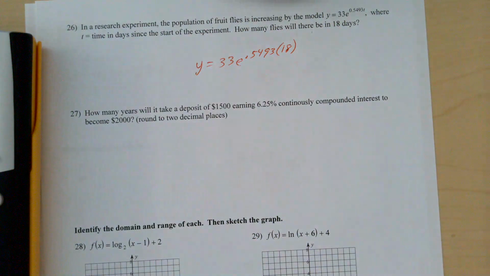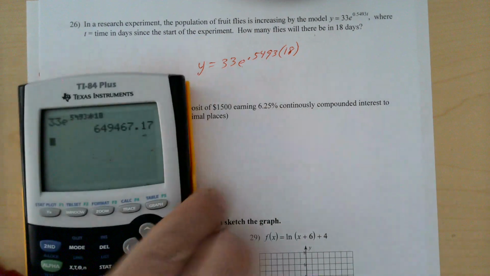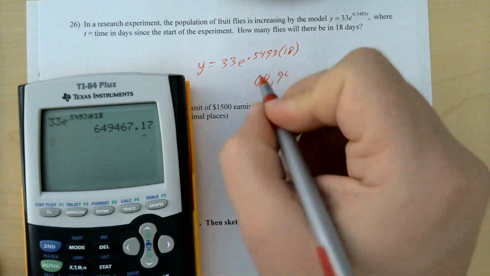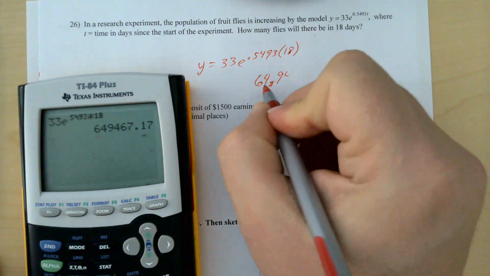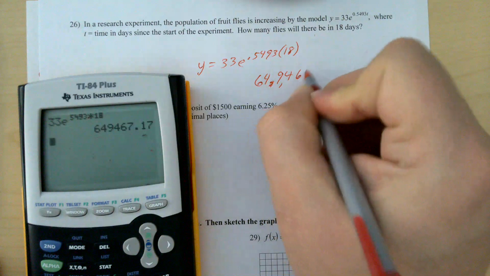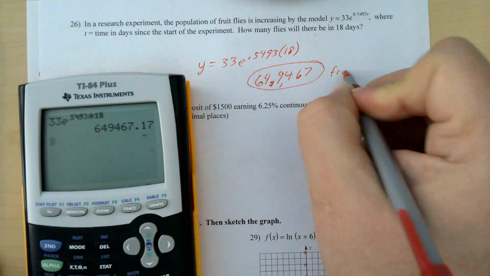So in this case, I want to know, well, what happens if we let this go for 18 days? Once again, it's an application. Okay, I just want to make sure everyone knows where the E is on the calculator, second ln, and then put in your decimal. So it's 0.5493 times, in this case, 18. And then I'm just going to write 649,467.